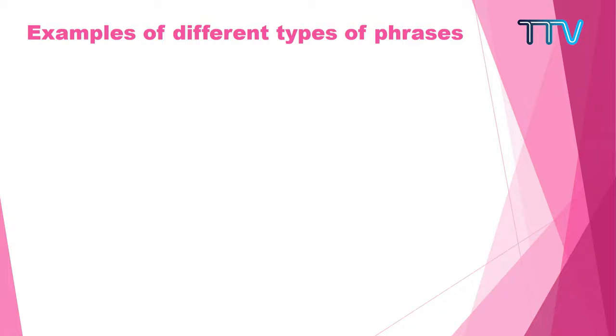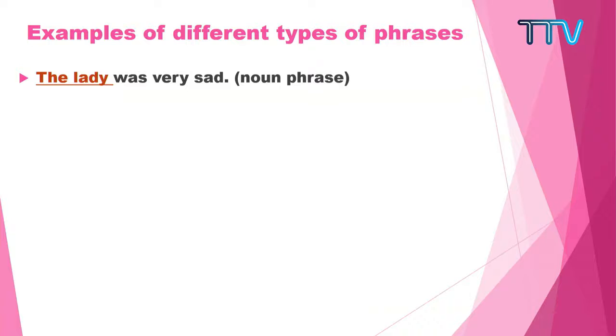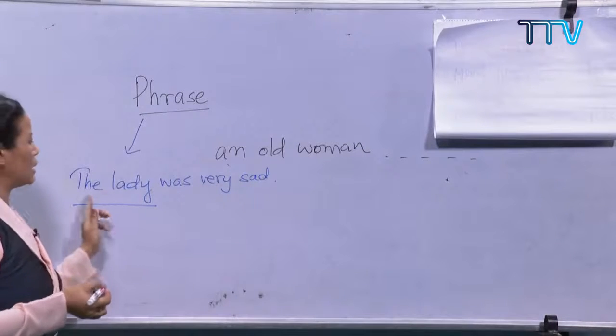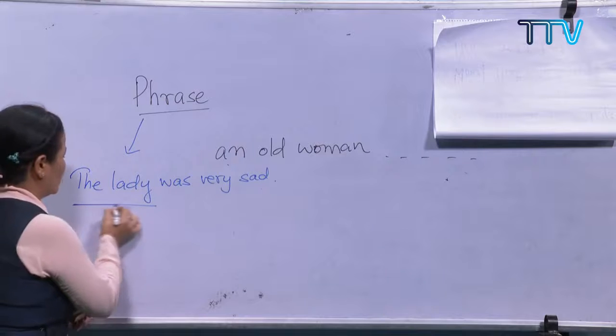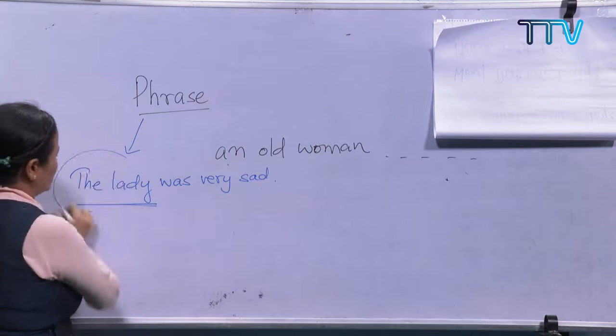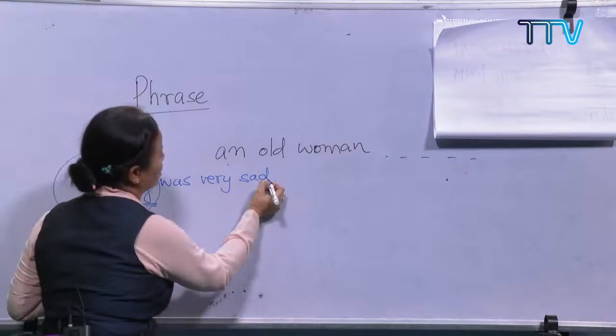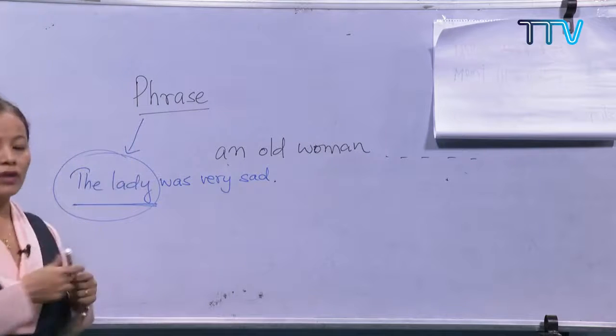So examples of different types of phrases. The lady was very sad. Okay. So in this sentence, the lady was very sad, which has a noun phrase. The lady was very sad. So the lady, this is a phrase, the lady, and this is a noun. So that's why the lady was very sad. So this is an example of a noun phrase. Right. So in the same way, we have another example.